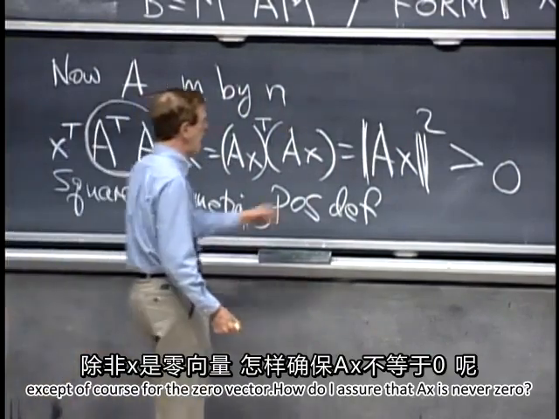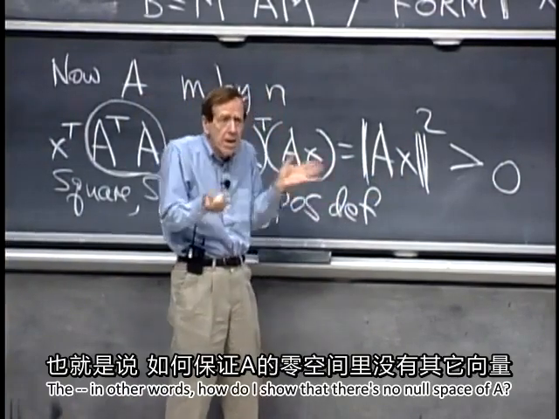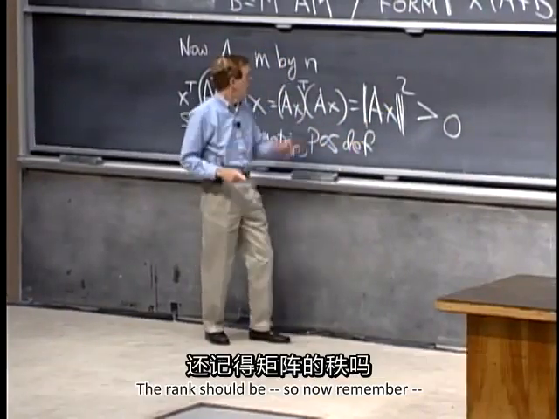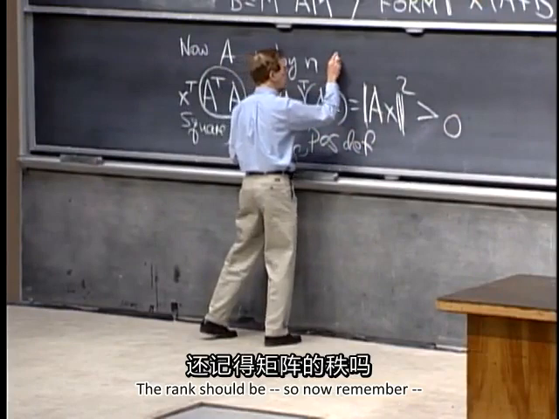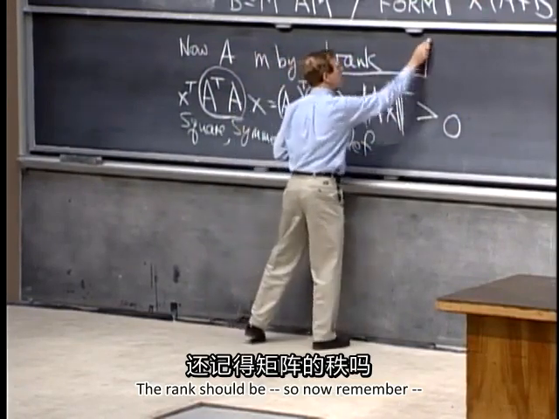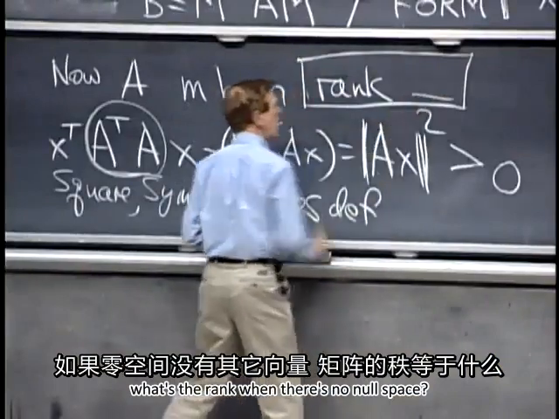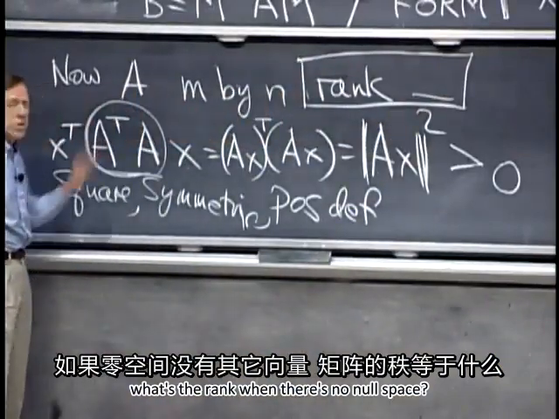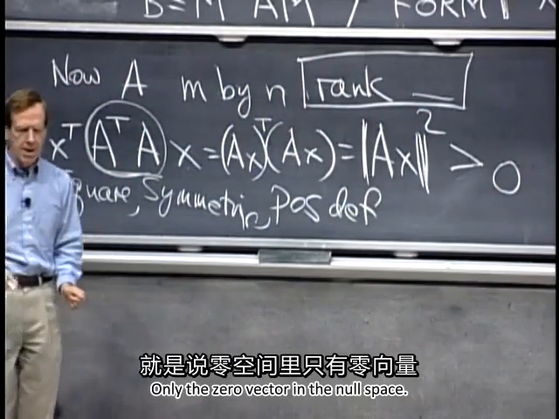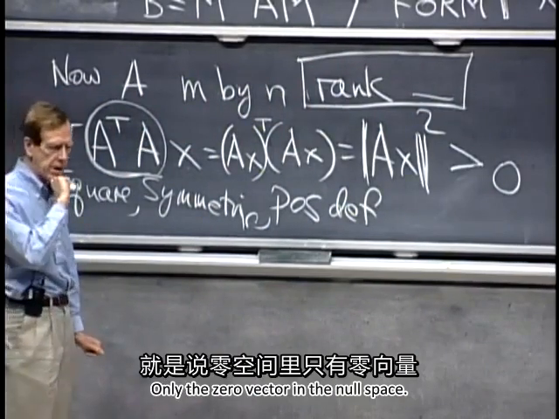How do I assure that AX is never 0? In other words, how do I assure that there's no null space of A? The rank should be, so now remember, what's the rank when there's no null space? By no null space, you know what I mean. Only the 0 vector in the null space.